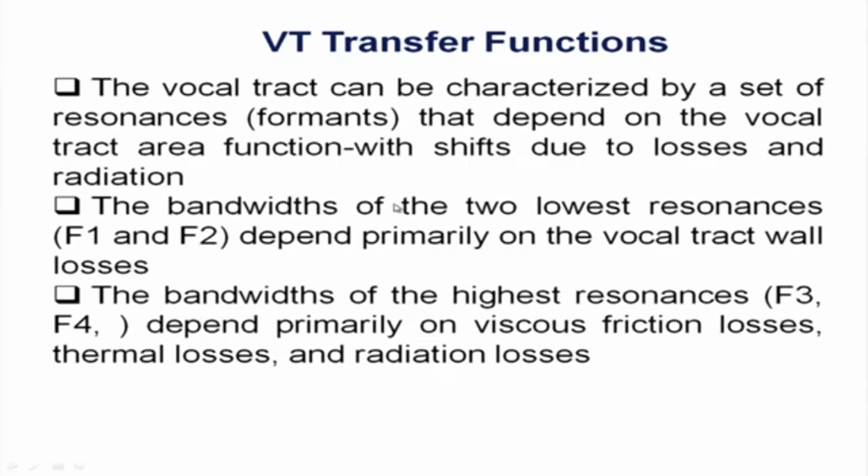The bandwidth of the two lowest resonances, F1 and F2, depends primarily on the vocal tract wall losses, and the bandwidth of the highest frequency resonances depends primarily on the viscous friction loss, thermal loss and radiation loss. Because, as I said, the bandwidth at low frequency is most affected in case of wall vibration. In case of viscous loss, high frequency bandwidths are introduced.